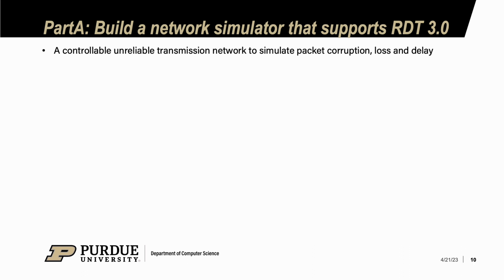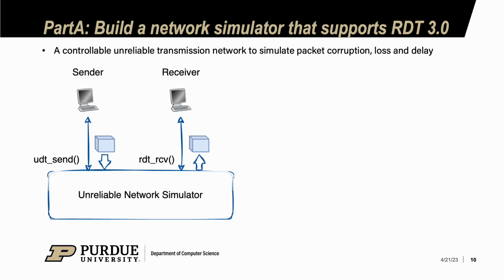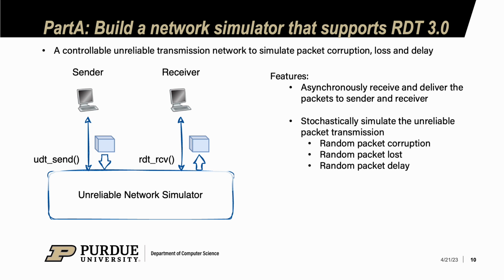To build an unreliable network simulator, our system supports unreliable send and reliable receive, along with the following features. Our system asynchronously receives and delivers packets to ensure the independence of sender and receiver. The unreliable system stochastically simulates the packet transmission process. The simulator can precisely simulate packet delivery in milliseconds.